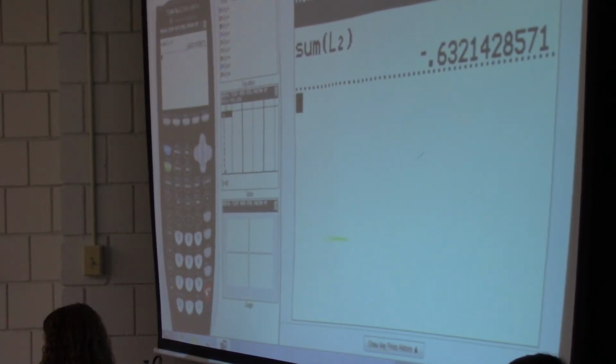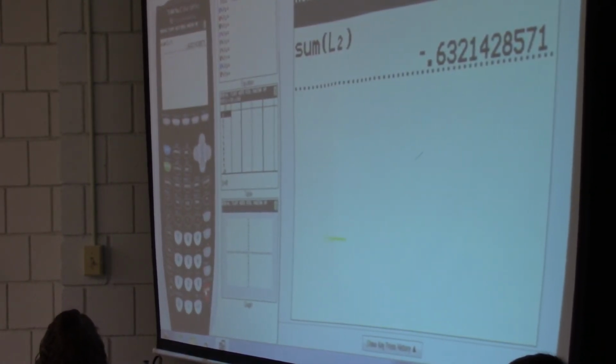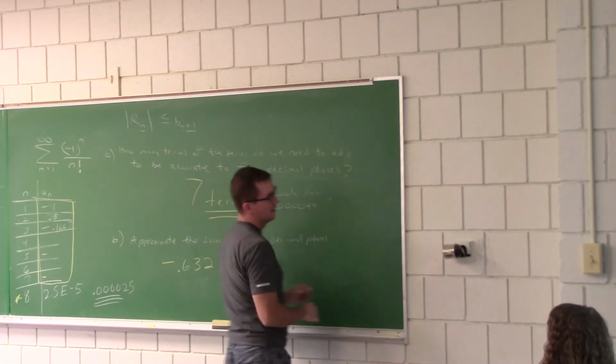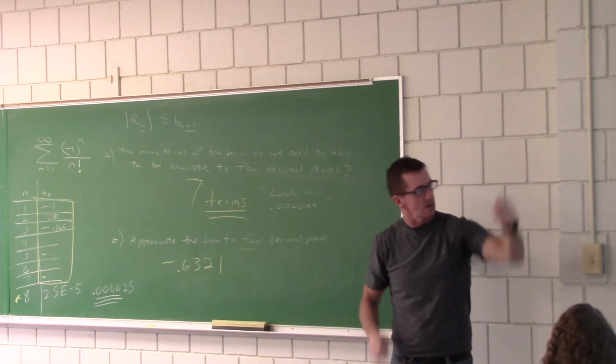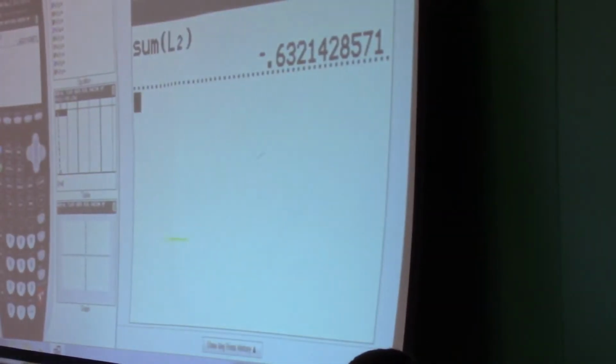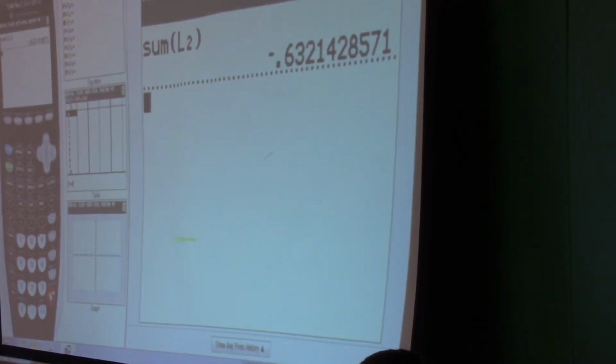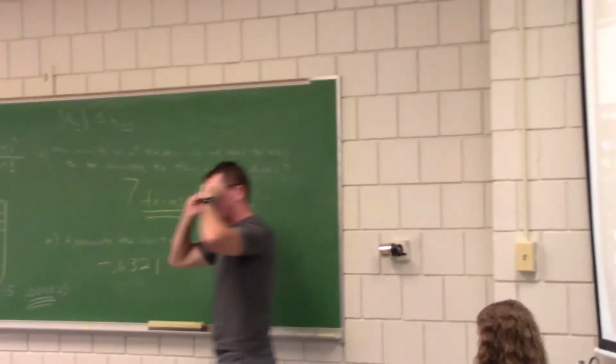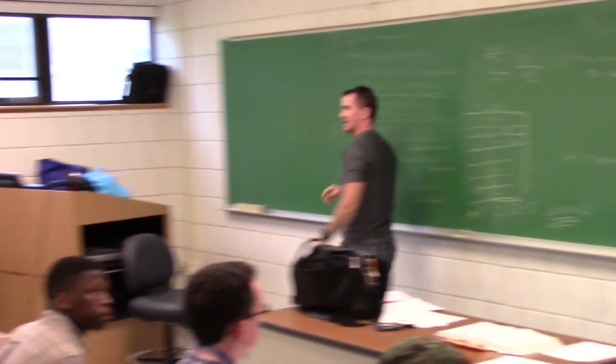Negative 0.6321. That's my answer. Negative 0.6321. I do want to point out, what's the number after the 1? What if the number after the 1 was a 7? What should I do here in my final answer? Round up. 7, got that? Any questions on that?